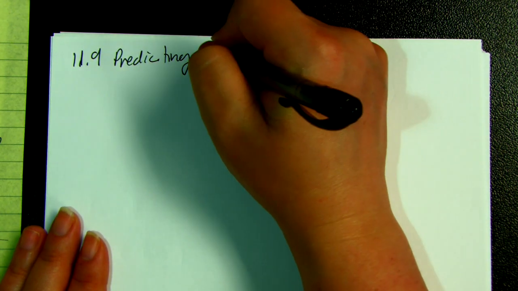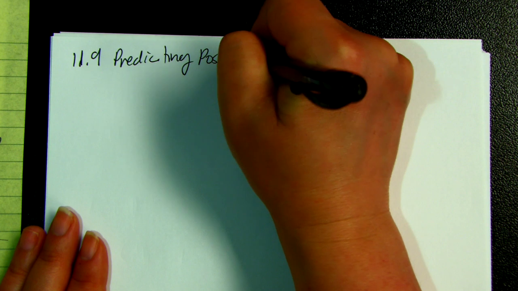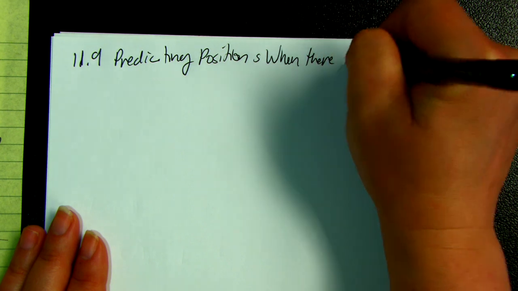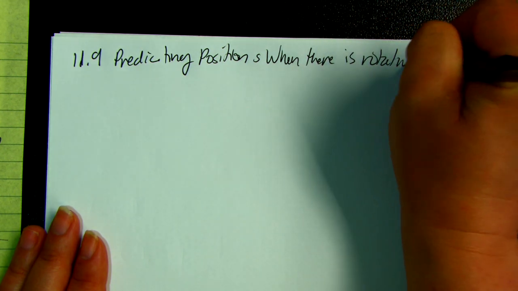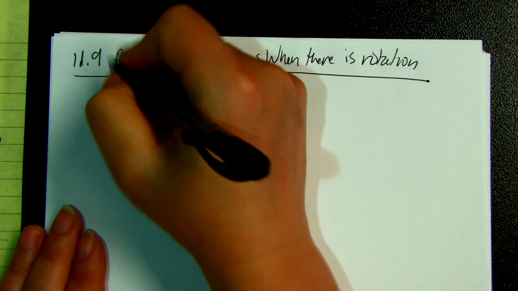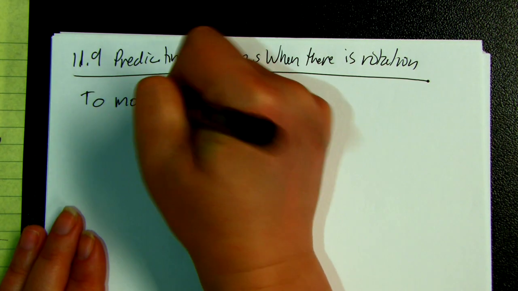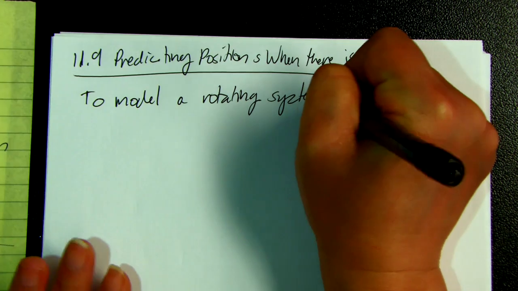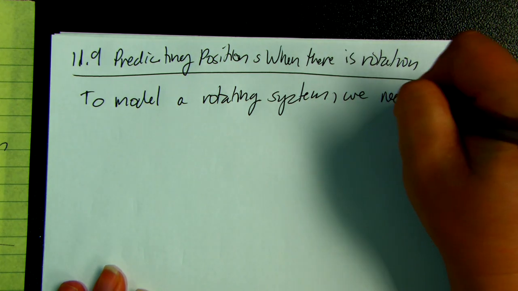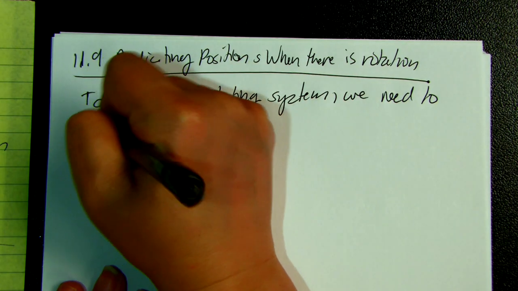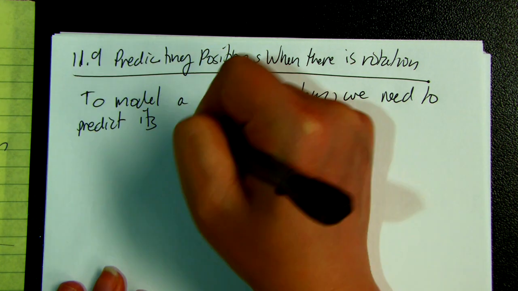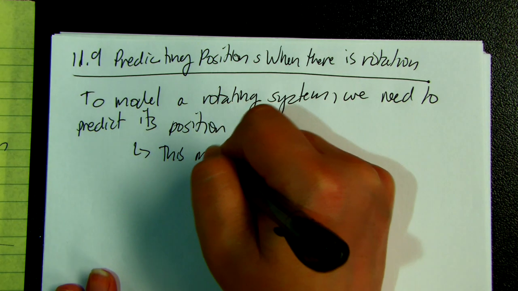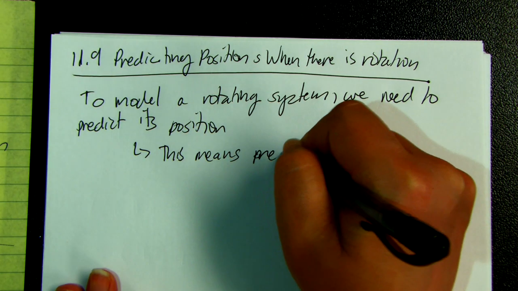All right, predicting positions when there is rotation. This is the last section we're doing in chapter 11, and we are not doing chapter 12. We'll do that next semester. All right, so to model a rotating system, we need to predict its position, and this means predicting the angle of rotation.